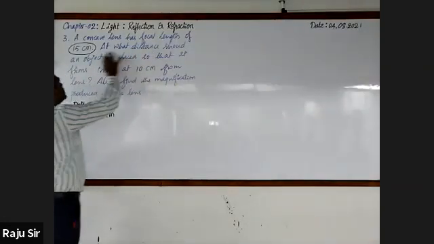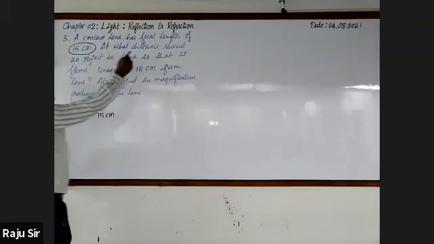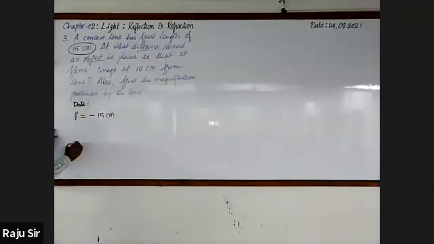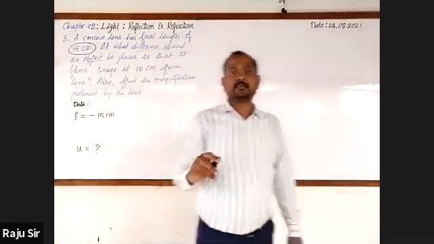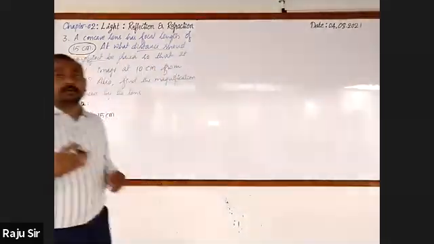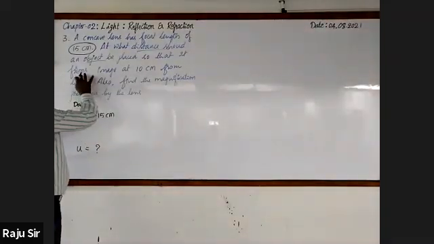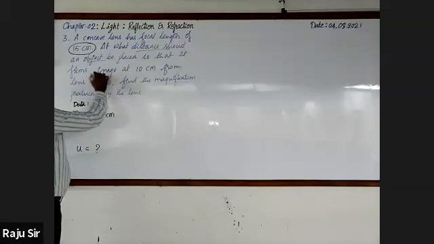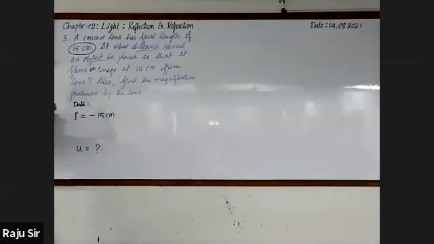At what distance should an object be placed? Means what we are going to find out. U, object distance, U is question mark. Whether object distance is positive or negative? Negative. Final answer should be negative. Next. So that it forms an image at 10 centimeter from the lens.